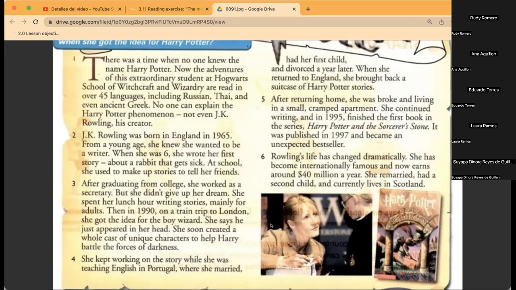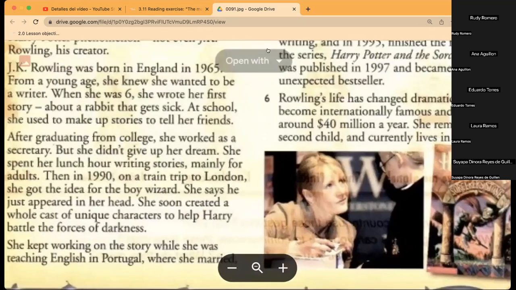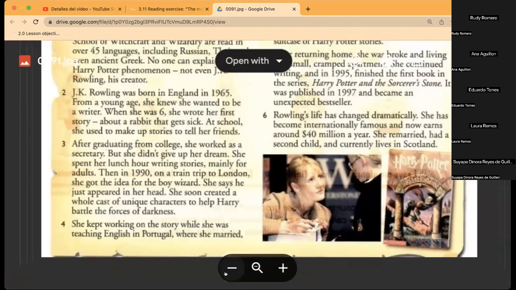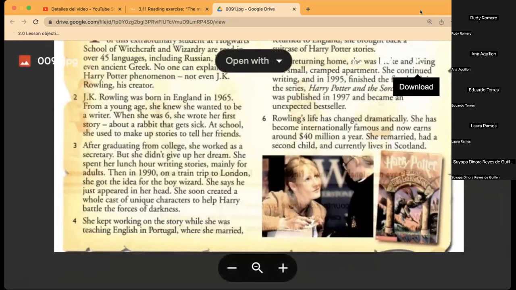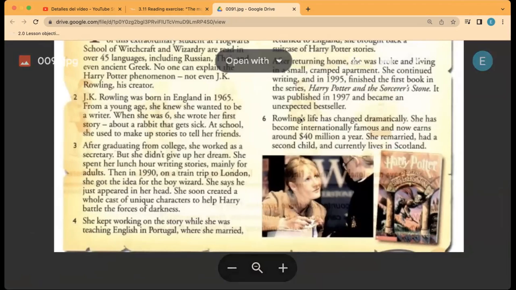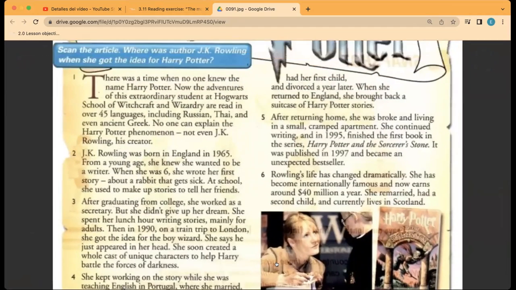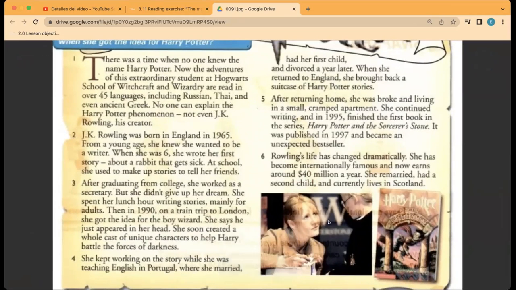Go ahead, Carla. Sorry, teacher. I don't see the last part. For my computer. She kept working on the story while she was teaching. She married and divorced a year later. When she returned to England, she brought back a suitcase of Harry Potter stories.